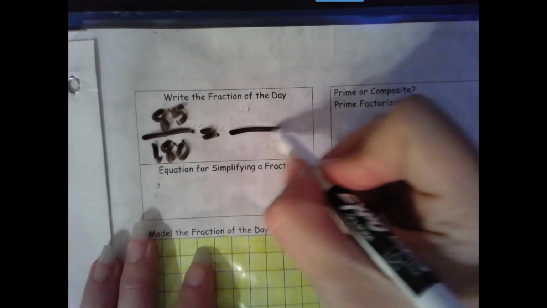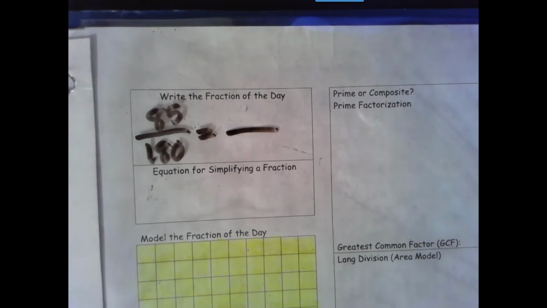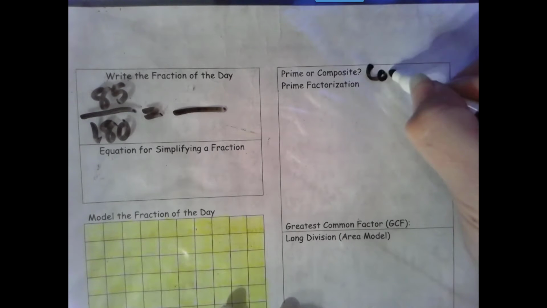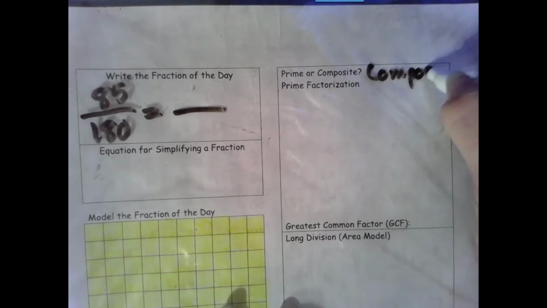Now first we want to think, is our numerator prime or composite? Well, 85 ends in a 5. Anything that ends in a 5 is divisible by 5. So we already have more than two factors. We have 1, 5, and the number itself. So it can't be prime, it must be composite. If you're not sure, you can always check on the prime number sieve.